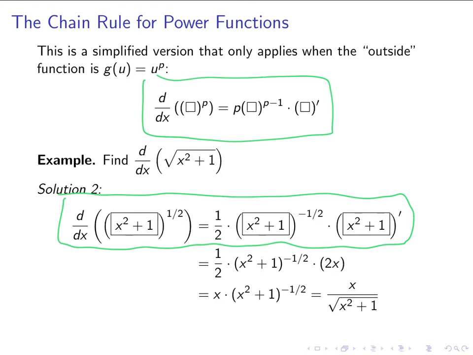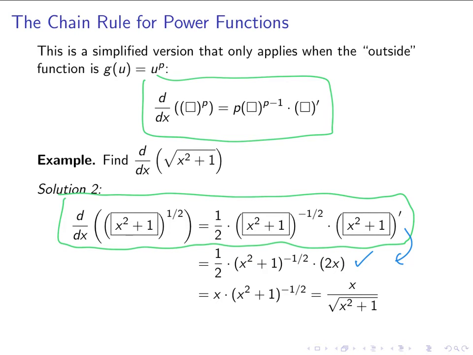So that's what the chain rule for power functions says. Then to actually do it, the only step that I haven't resolved yet in this sentence is this x squared plus 1 prime, but that's just the derivative of x squared plus 1. That's just 2x. So I only need to do one more step. I get to here, and that's perfectly fine as a final answer.